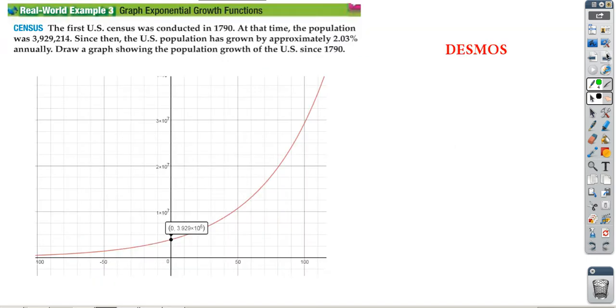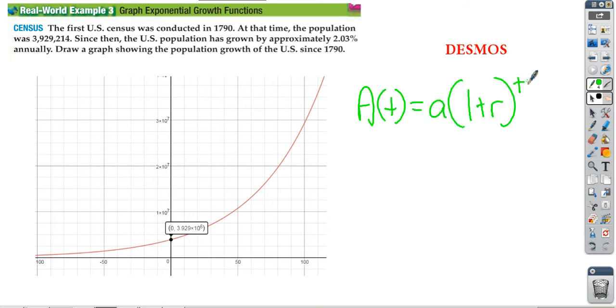Alright, so let's take a look. I've already graphed this function on Desmos, but I haven't shown you the equation yet, so we'll do that right now. So remember, that equation we were just talking about is this right here. And we said population is another case when you use it. This is showing the population from the U.S. Census from that year to basically today. It shows you it has grown by 2.03%.